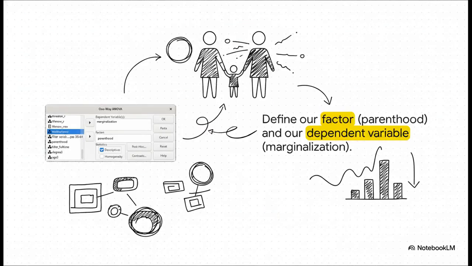Okay, next step is super simple. We just have to tell the computer what to look at. Our factor, that's just a fancy word for our grouping variable, is going to be parenthood. And the thing we're measuring, the dependent variable, is the score for marginalization. We pop those in the right boxes, and we are ready to rock.